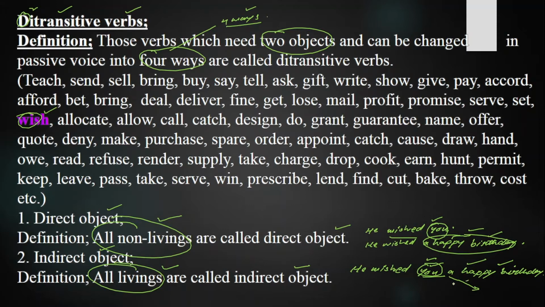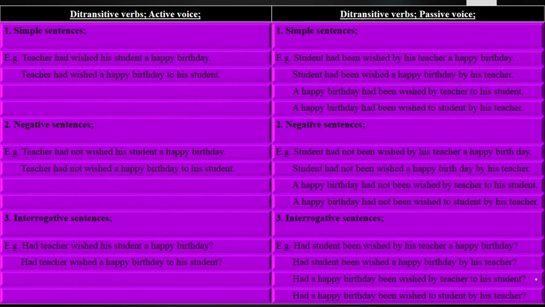And if you want to shuffle the places, keep in mind that your indirect object will be followed by a preposition, like: he wished a happy birthday to you. So this is how the active voice can be written in two ways. Our main target today is how to change the ditransitive verb wish from active voice into passive voice.